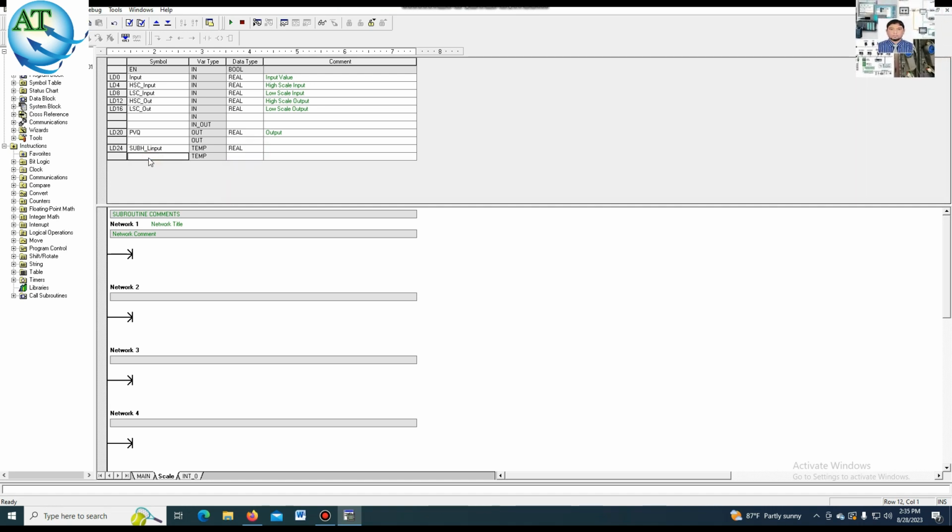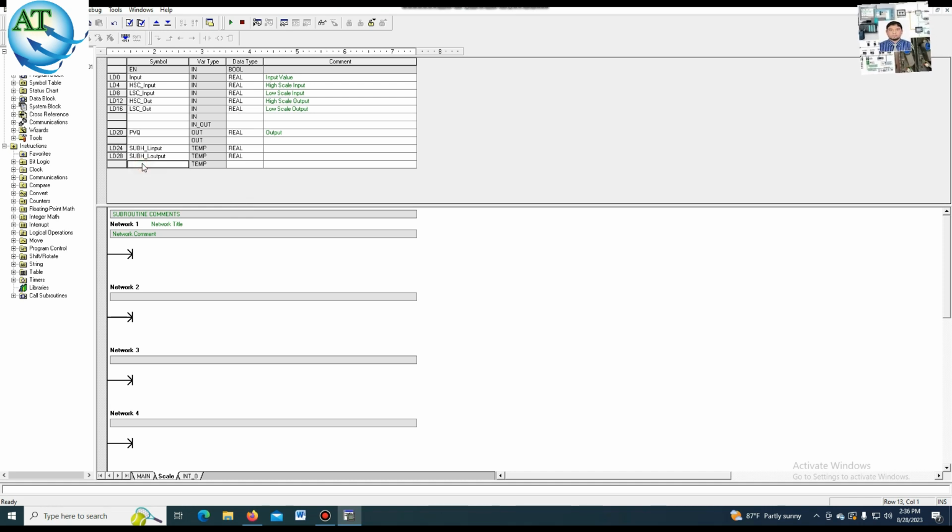Again, this output I want to put as high input low input. That means another one is sub high low output. I define it as output. It is temp and real type data, so it is real.